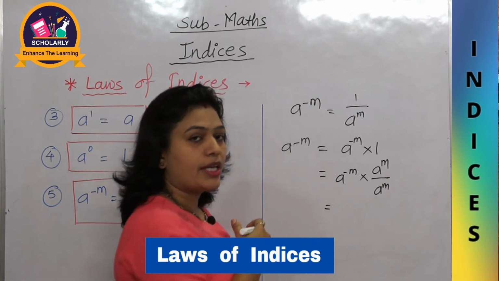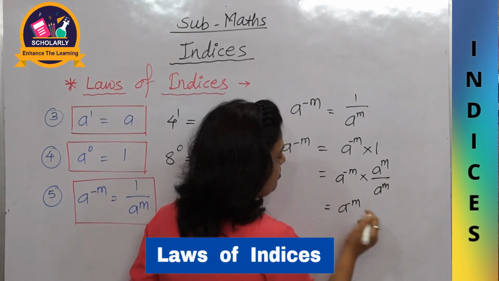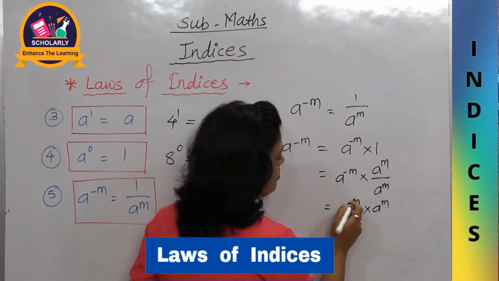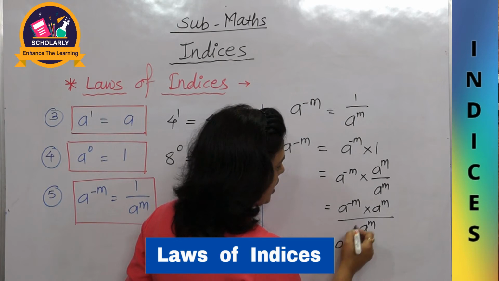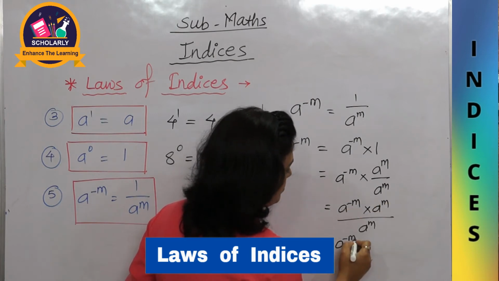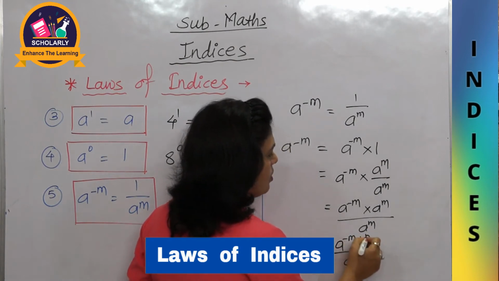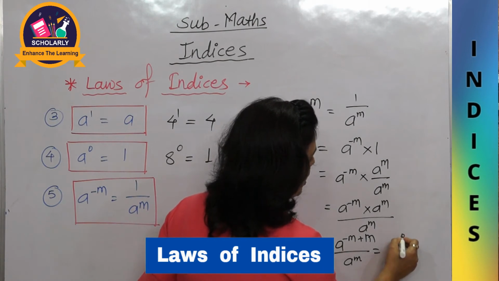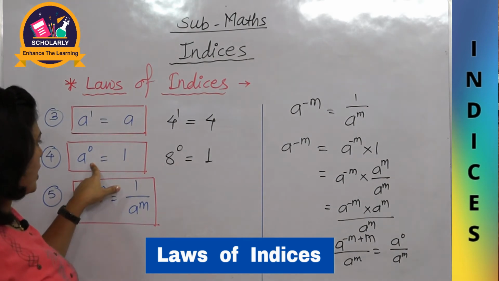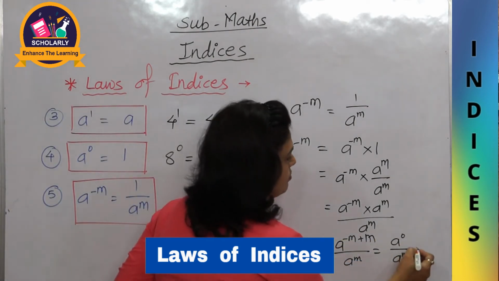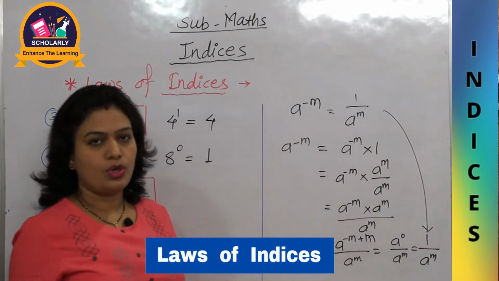So by the law of multiplication of the indices, a raised to minus m into a raised to m divided by a raised to m equals a raised to minus m plus m by a raised to m. Minus m plus m is 0, so a raised to 0 by a raised to m, and with the fourth law, a raised to 0 equals 1, that is 1 by a raised to m. This is the fifth law.